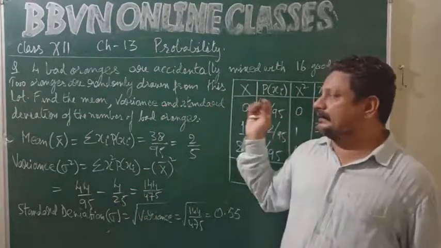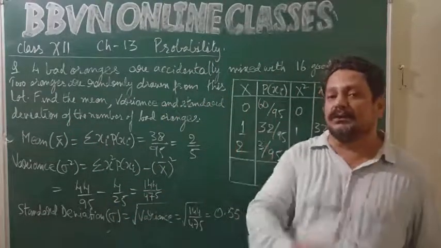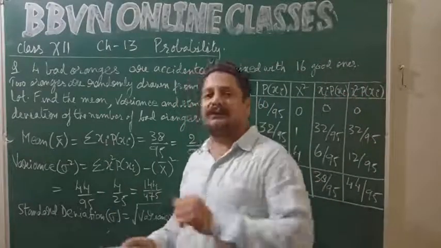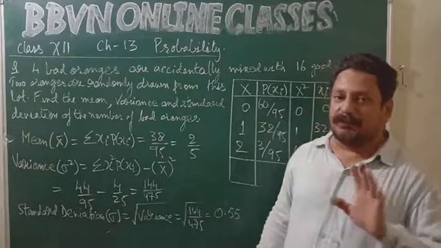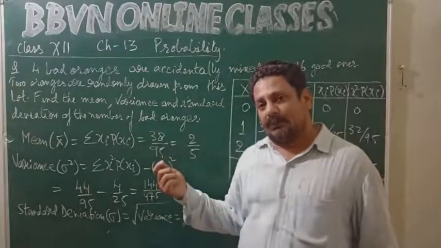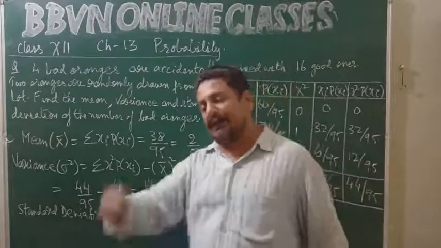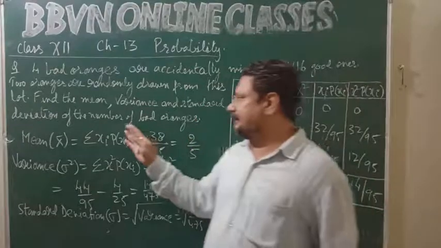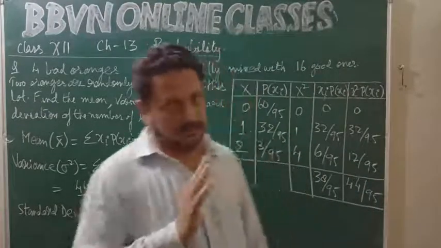4 bad oranges are accidentally mixed with 16 good ones. Now there are 4 bad oranges. They got mixed up accidentally with 16 good oranges. Now you have total 20 oranges. 2 oranges are randomly drawn from this lot. This lot of 20 oranges, we have drawn 2 oranges. So find the mean, variance and standard deviation of number of bad oranges out of these two.